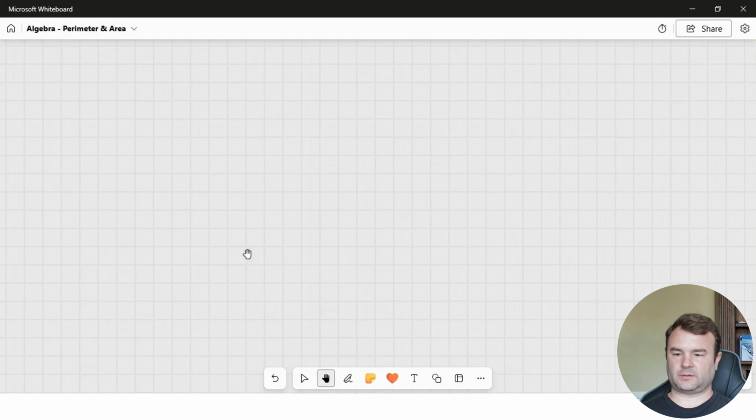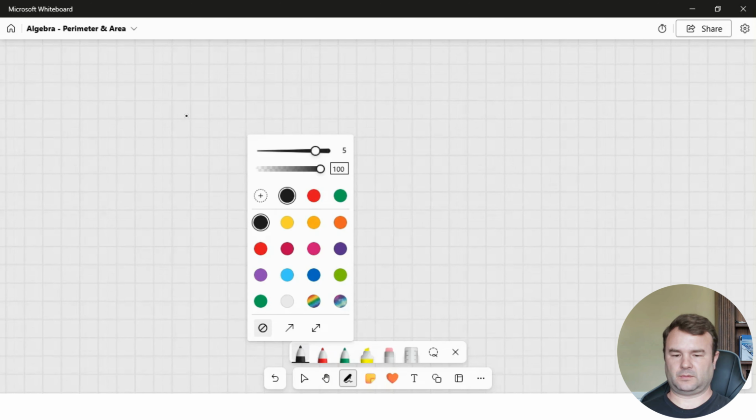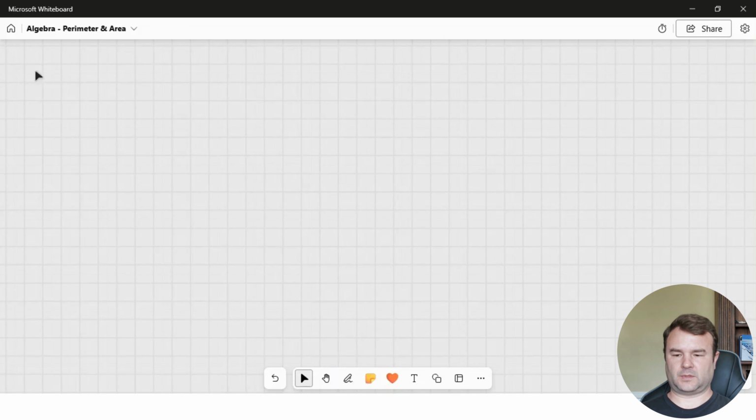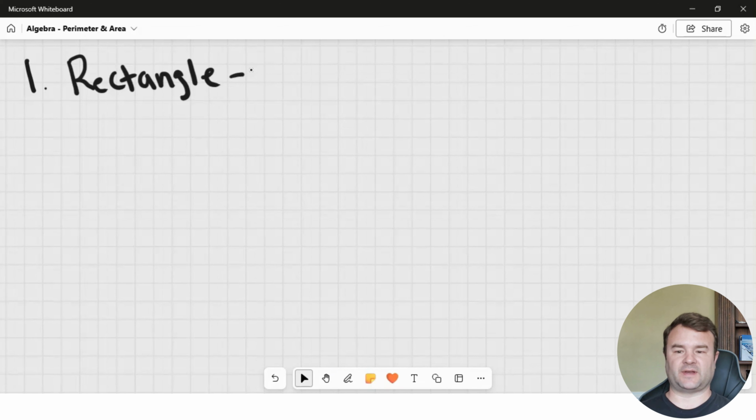So the first shape that we are going to apply these definitions to, so number one, is the rectangle. And I'm sure you guys already know by now what a rectangle is, but for thoroughness, let's just go ahead and define what a rectangle is.